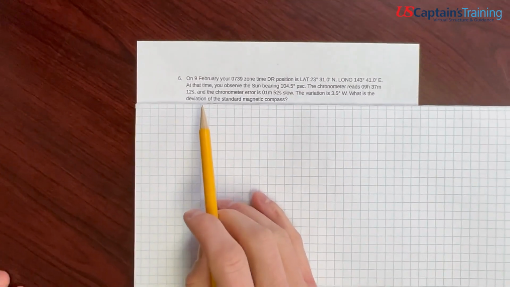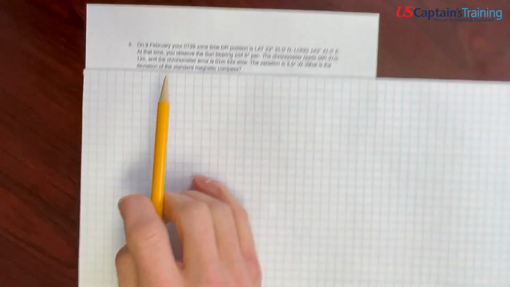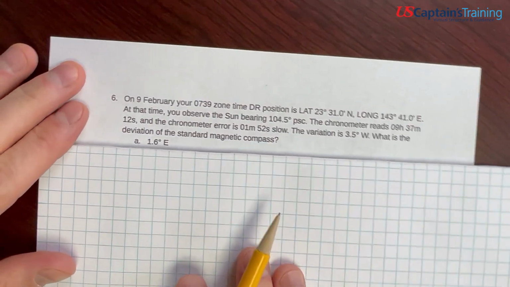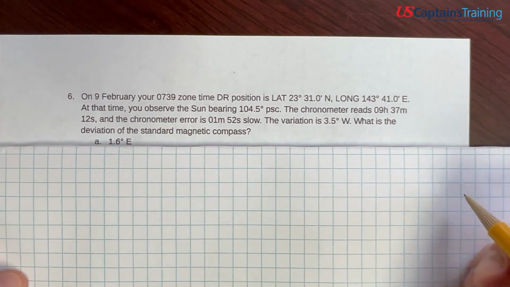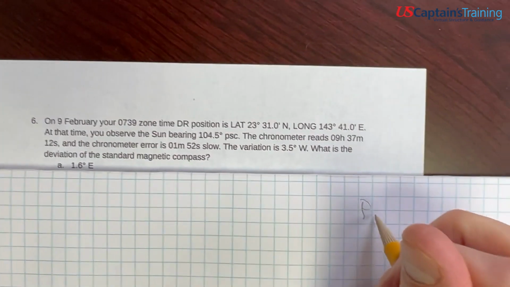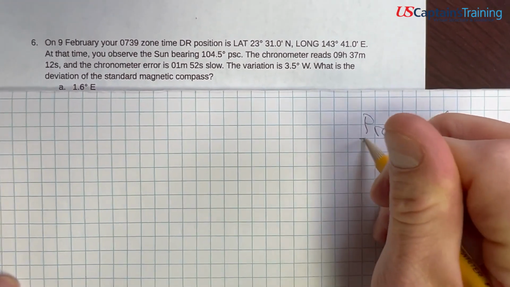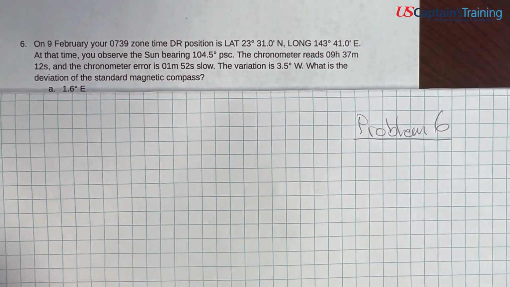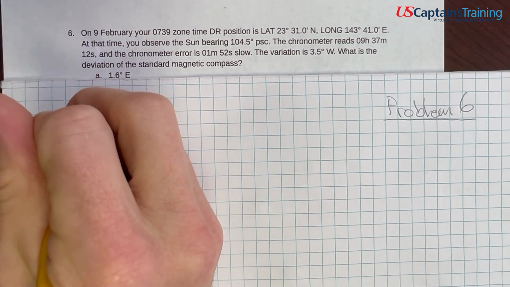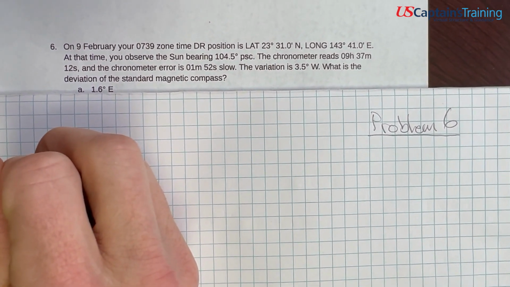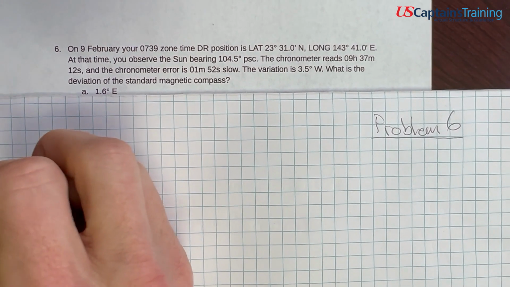Practice problem 6, determination of compass error by azimuth of the sun. Here we go. Problem 6. Let's record that first. Problem 6. And we have a bunch of givens in the problem.